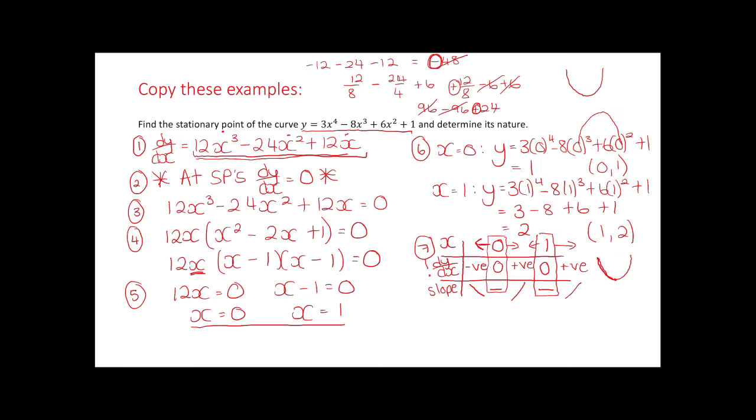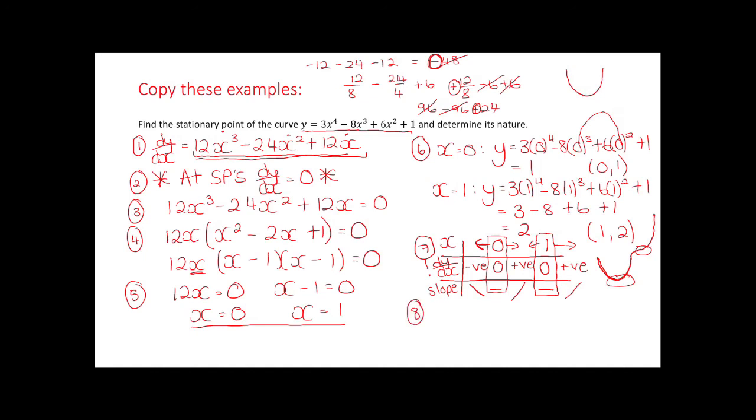So our graph starts here. It goes down to a minimum turning point. It goes up to the next turning point. And instead of turning back down a little bit new and higher, it continues to then go up. So we've got a stationary point down here and we've got a stationary point down here.